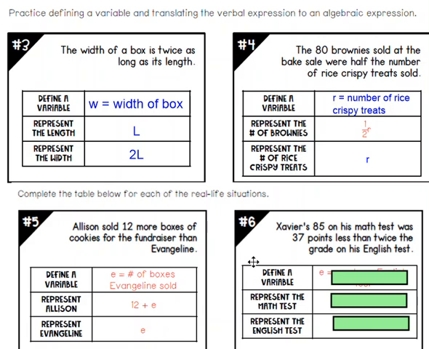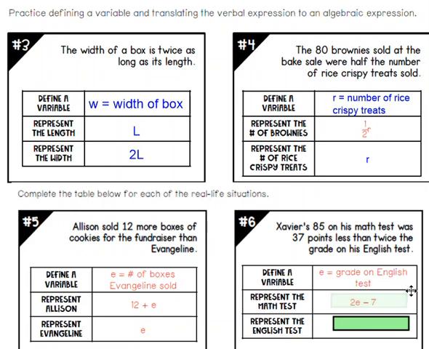Number 6, Xavier's 85 on his math test was 37 points less than twice his grade on the English test. That's kind of crazy. That's an interesting way to think about a math test score, if you ask me. But first, let's define what we don't know. We know his math score. What we don't know is his English score, though. So let's start with that. Let's define that as our variable. His English was his grade on the English test. Okay. So we know the math one, though, was 37 points less than twice his English score.